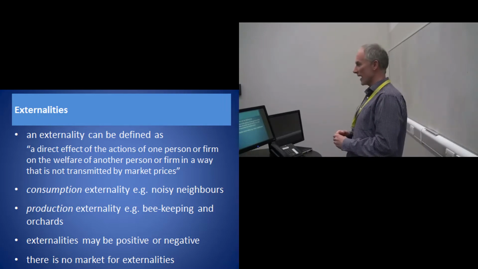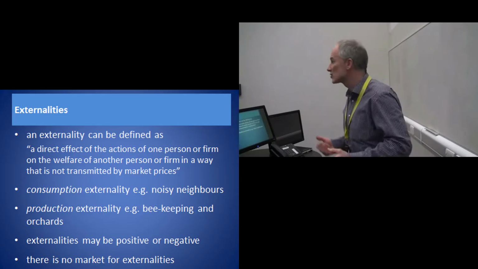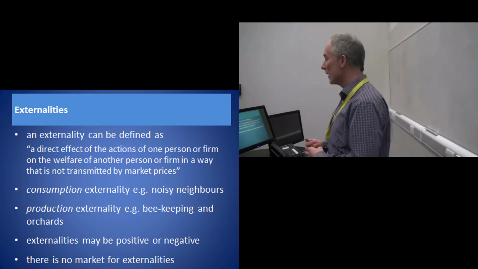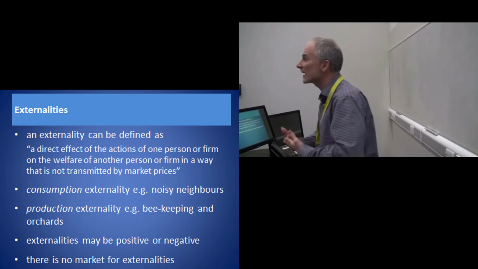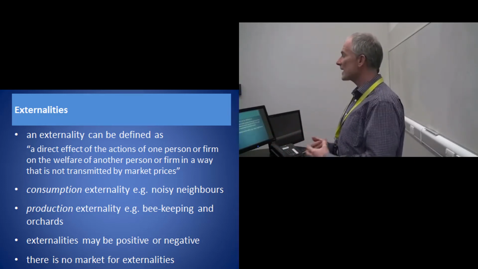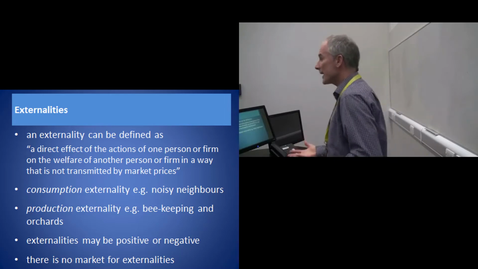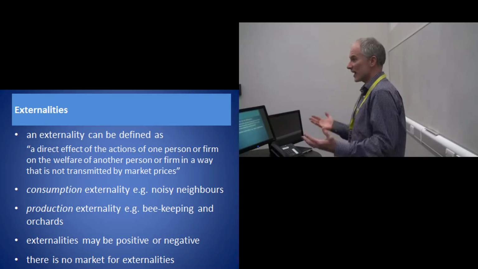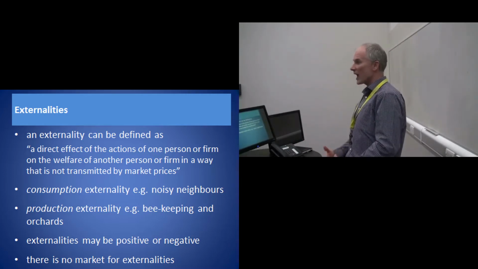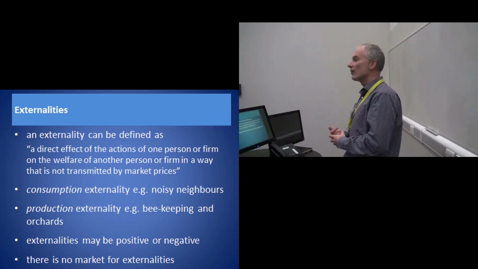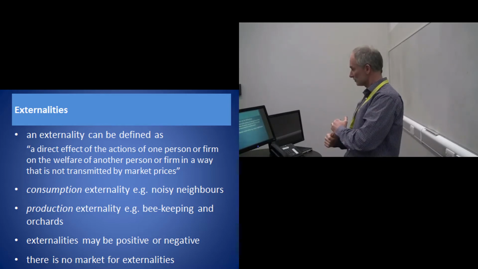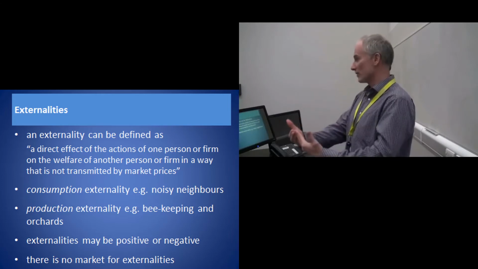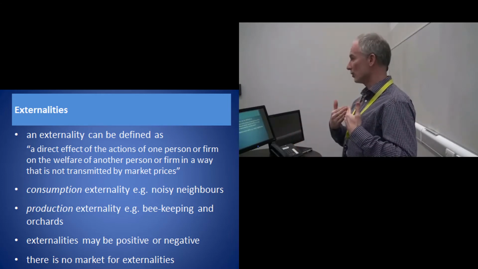Now, a consumption externality occurs when the consumption activities of a consumer affect someone else or affect a firm. Well, in that example that I gave you, my neighbours will be the consumers of loud music. And the very fact that they are consuming this loud music has a detrimental impact upon my welfare. Therefore, this is an example of a consumption externality, where their consumption of loud music has an impact upon me.